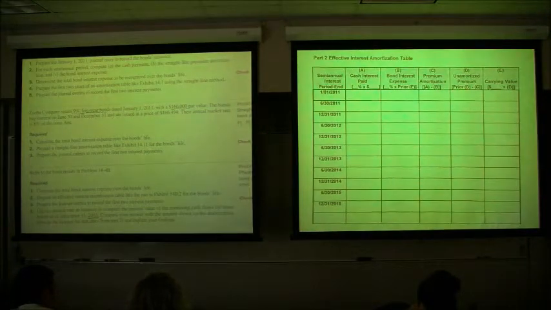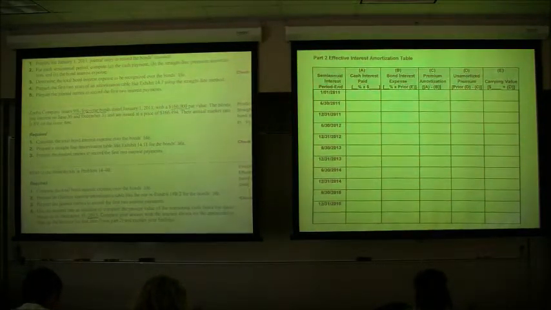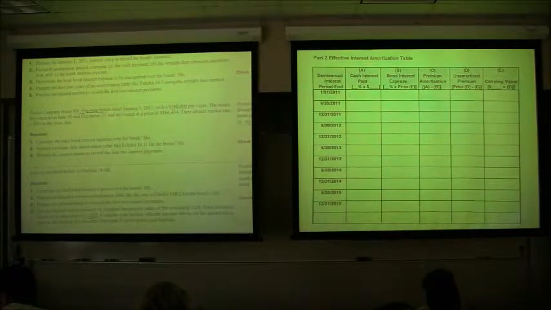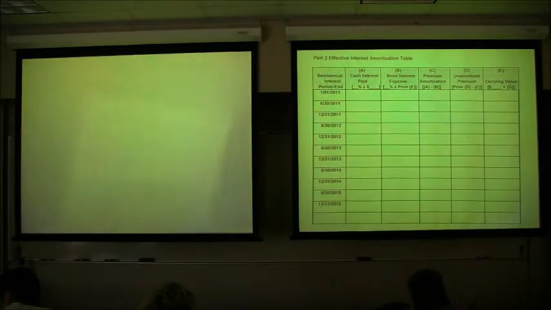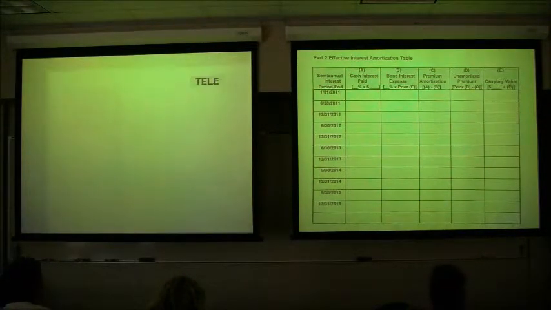So let's start with calculating the interest payment. In this case, interest equals principal times rate times time, right? I'll put this up here. That'll be the best way of doing that. We'll have a $160,000 loan. So interest equals principal times rate times time.